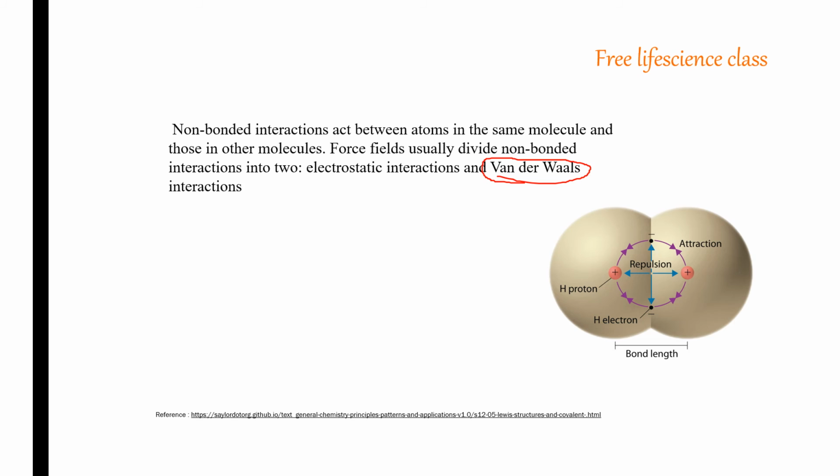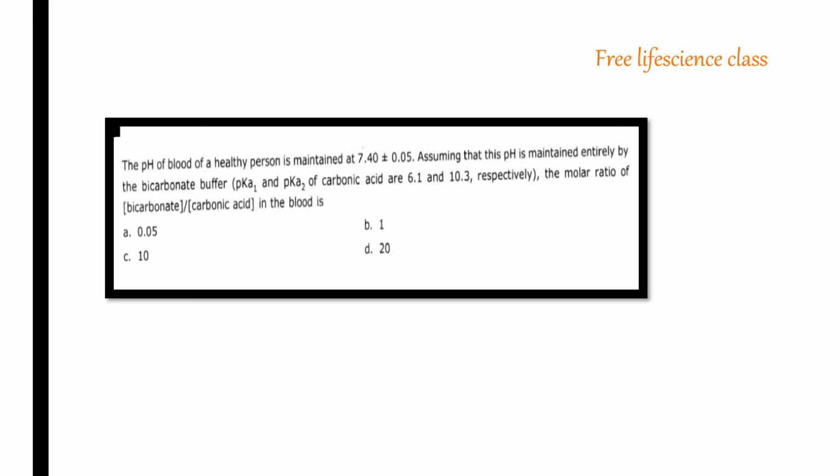Okay, moving on to the next question. The pH of blood of a healthy person is maintained at 7.40 plus or minus 0.05. Assuming that this pH is maintained entirely by the bicarbonate buffer, and the pKa1 and pKa2 of carbonic acid are 6.1 and 10.3 respectively, what is the molar ratio of bicarbonate to carbonic acid in the blood? So you have to find the answer for this question. The answer is option D.